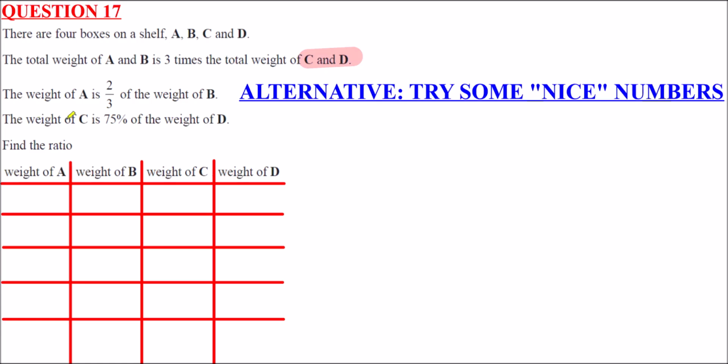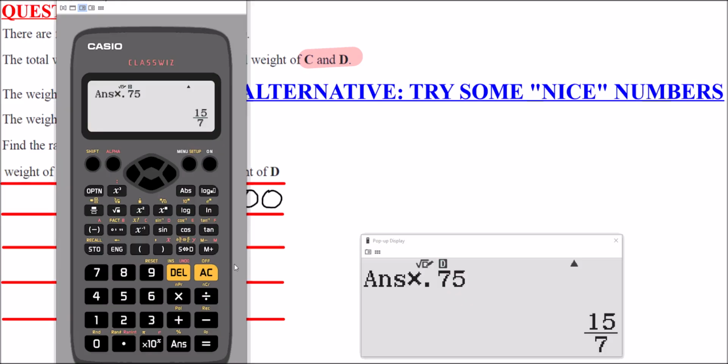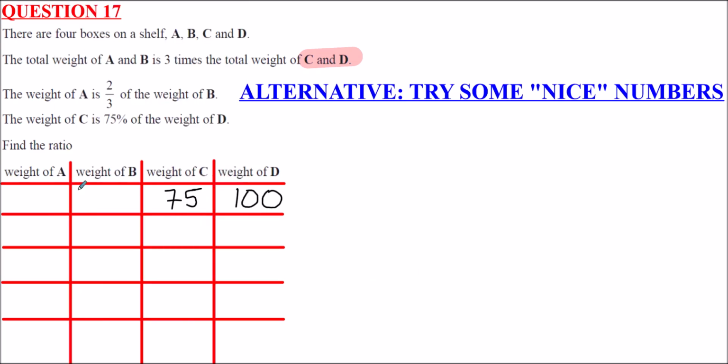So I've got here, the weight of C is 75% of the weight of D. So just imagine, let's say if D was 100, just make up a nice number, 100's a nice number, then 75% of 100 is obviously going to be 75. A and B is 3 times bigger than the total weight of C and D. So C and D combined is 75 plus 100, which is 175. Multiply that by 3. The total of A and B, if D was 100, would be 525. So A and B combined would be 525.